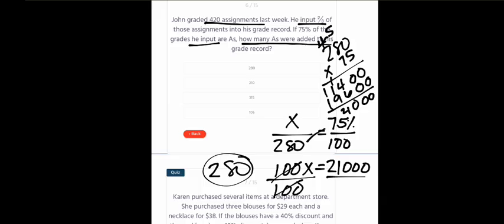I divide by 100. And when I do that, I can eliminate the zeros that they have in common, and I'm left with x equals 210. This is the number of A's, which is exactly what the question is asking me for, which means I'm done. And this is correct. Okay, let me erase and make some space.